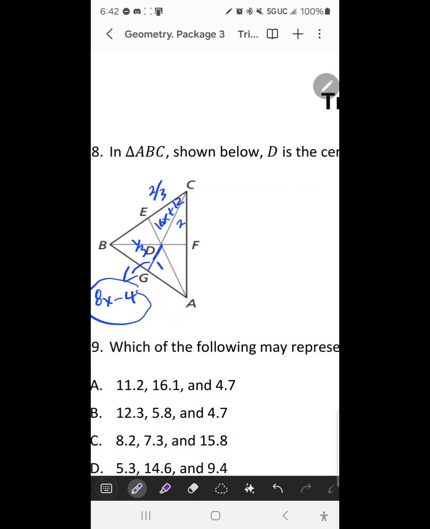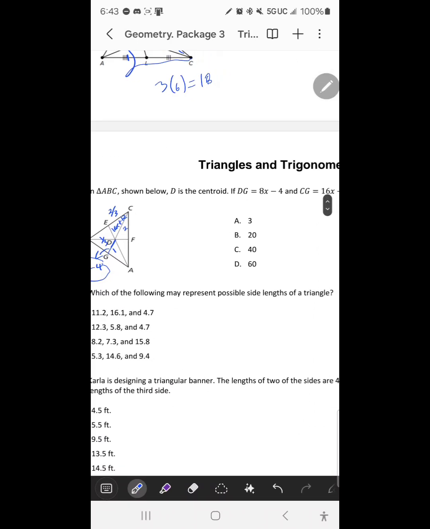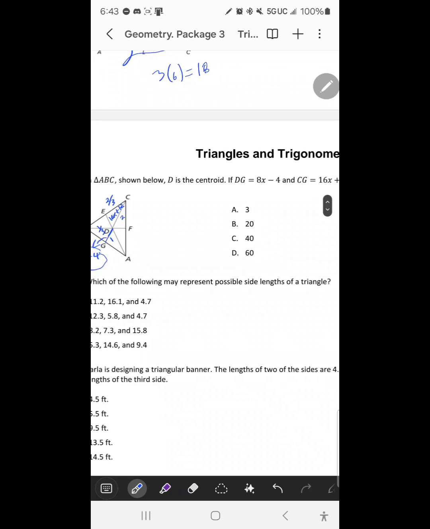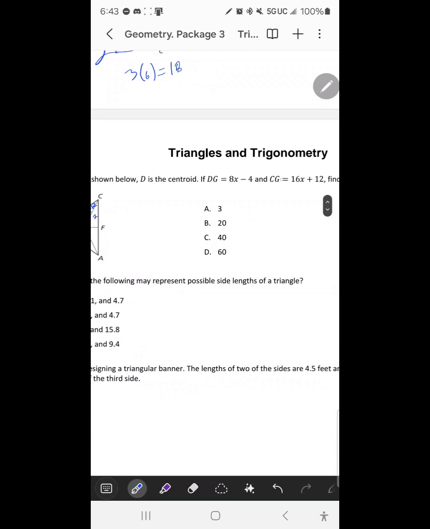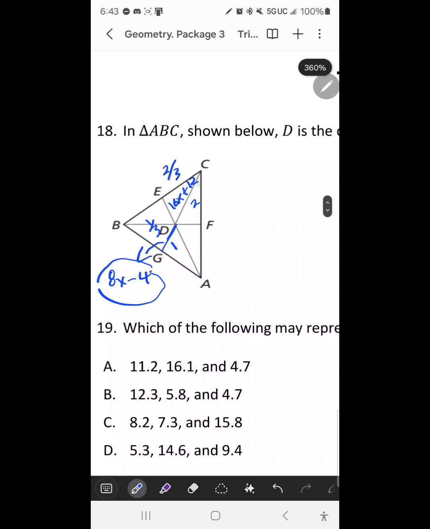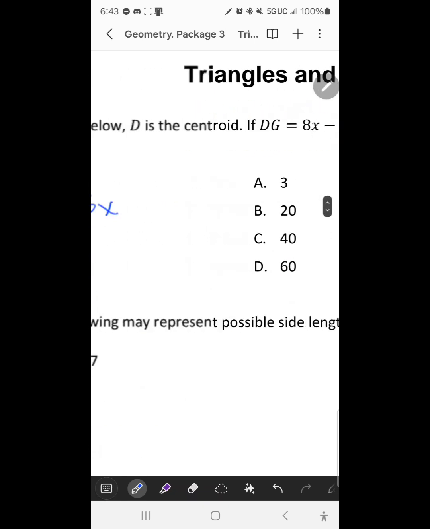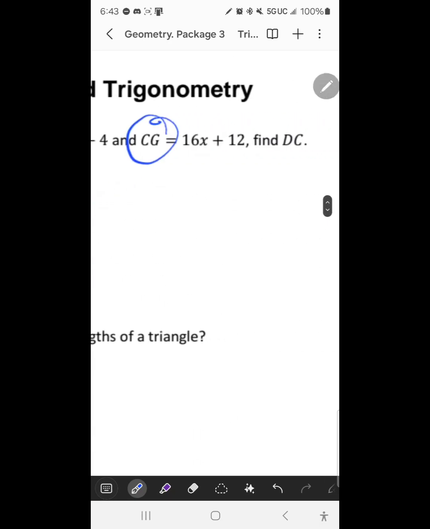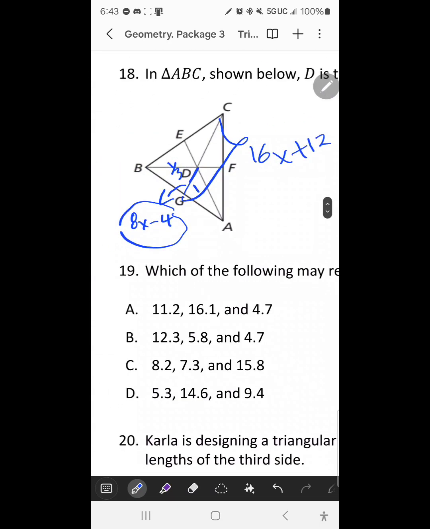Wait, I'm back. I'm sorry. I think I'm really tired because I made a dumb mistake. I labeled the wrong thing. This CG, I labeled CD. So this whole side is 16x plus 12. Now, we need to find CD, which is this side, the one that I labeled from.